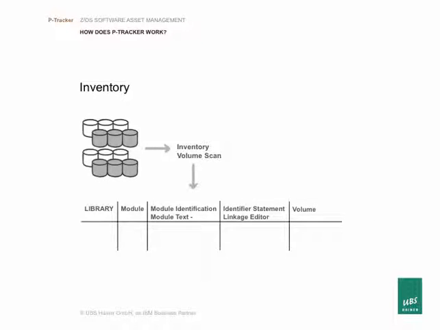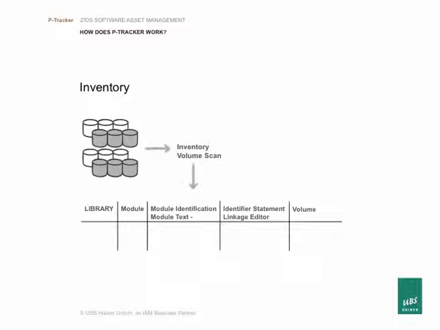Let's have a look at the inventory part. The inventory is a batch job that scans the DASD farm to determine the load libraries. Besides a list of detected libraries, the inventory outputs a member list for each library, as well as a list of copyright and other module text found within the modules. The latter helps to identify the name of the application, the vendor, and other metadata.